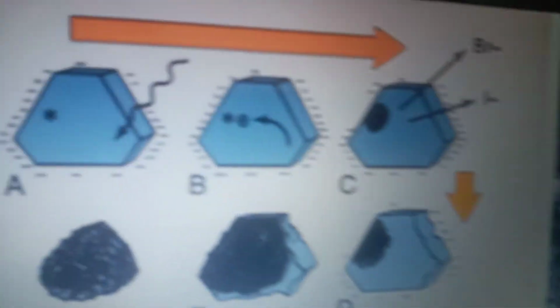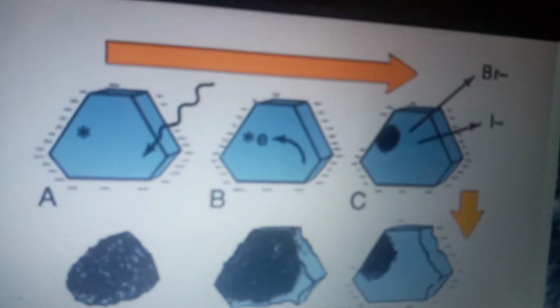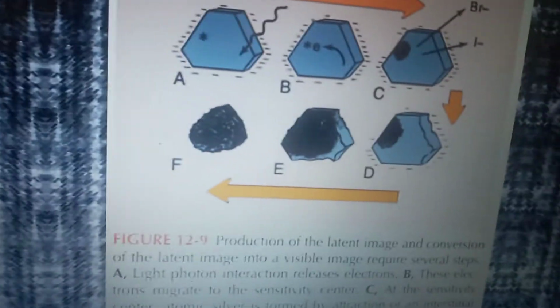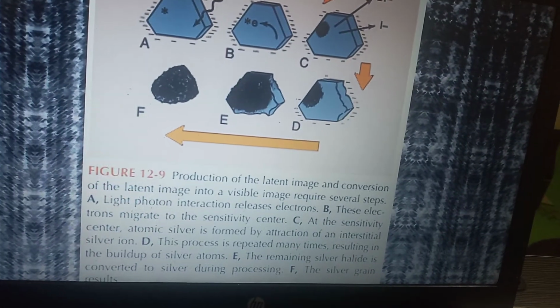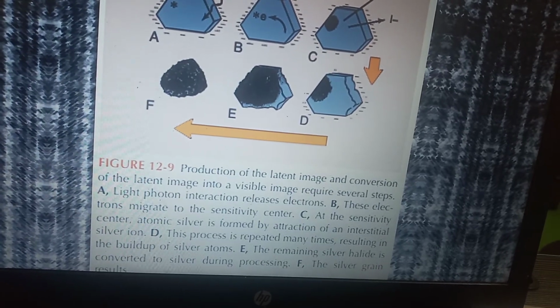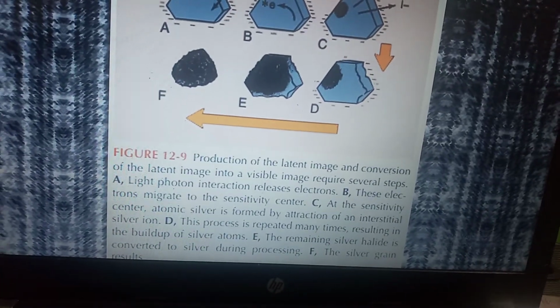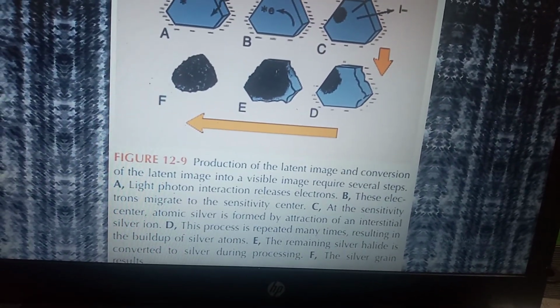Silver atoms, the black portion, the black dot, eventually turn into the buildup of silver atoms. The remaining silver halide is converted to silver during processing, and the silver grain results, which is this, the last step of formation.